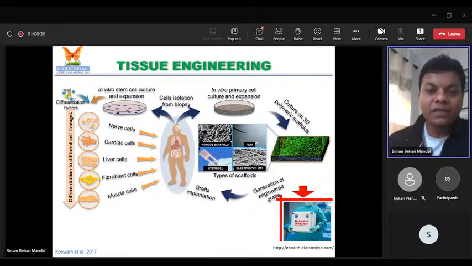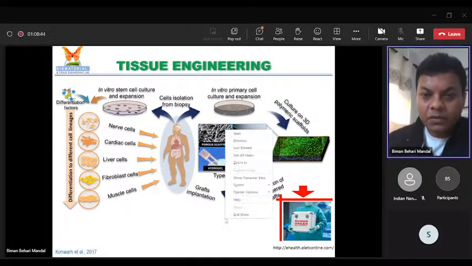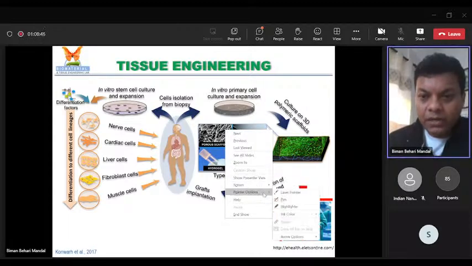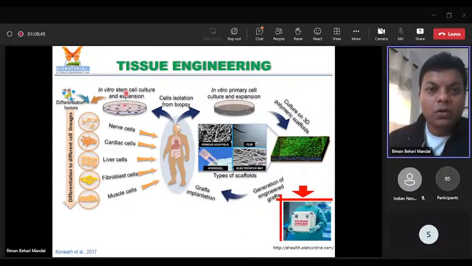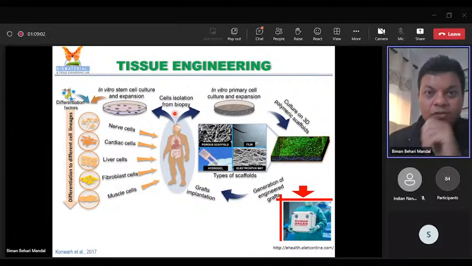Now, once we have the cells, what is required is to expand them or grow them in plenty. So maybe I'll use a pointer. Yes. So to grow them, we use cell culture. Now, cell culture is a very specialized technique where the cells have the inherent ability to divide. From one cell, it becomes 2, 2 to 4, 4 to 8, 8 to 16, and that is how they expand. So what we do is to grow them in plenty, and that is called cell culture.